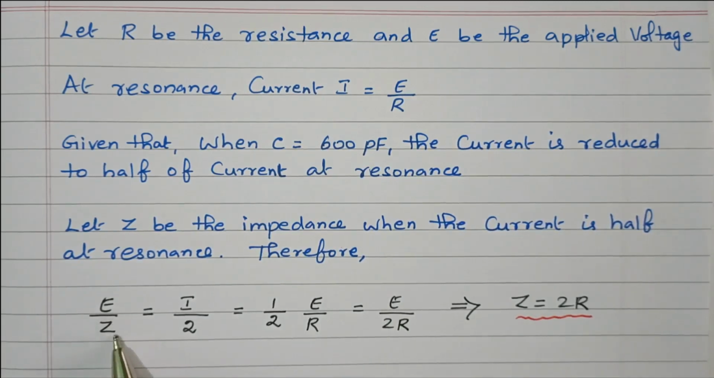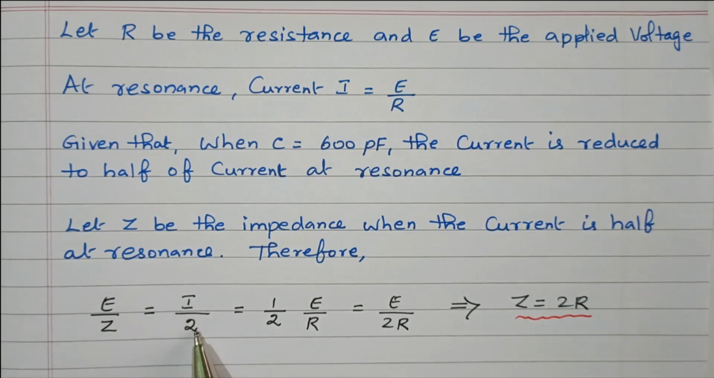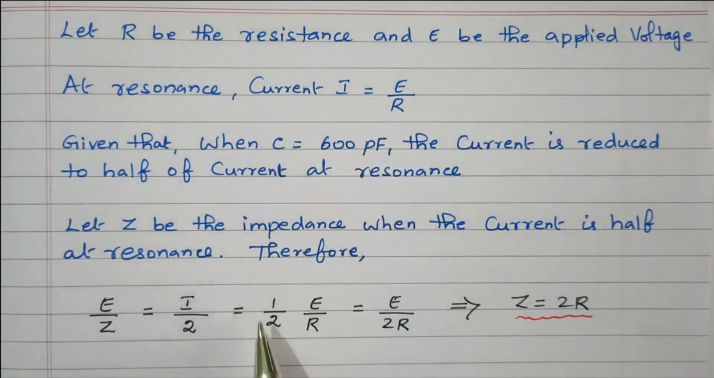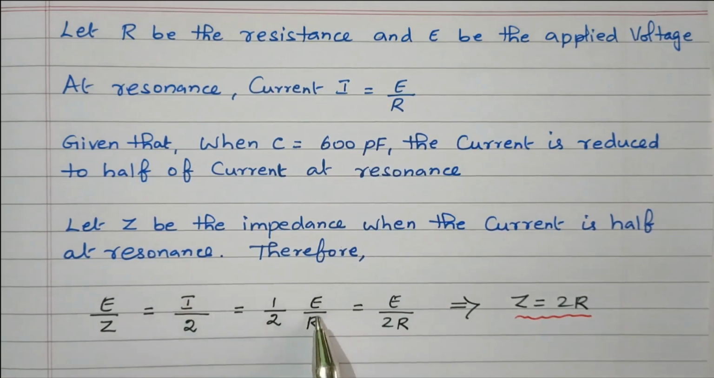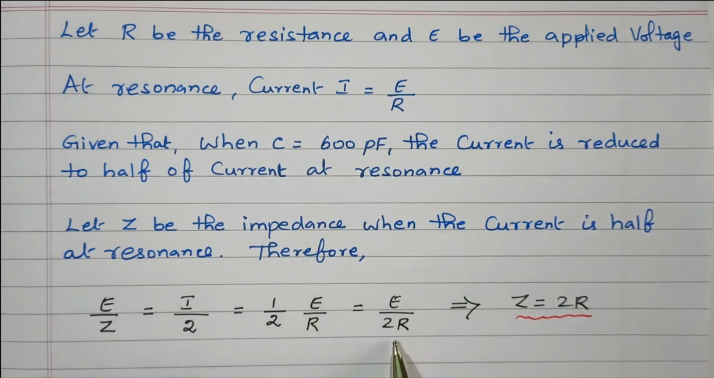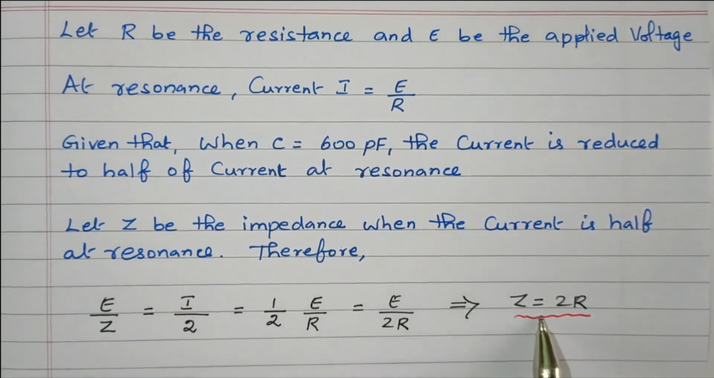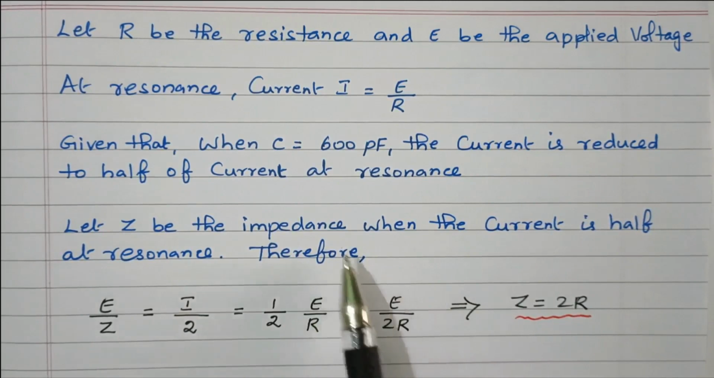Right, so E by Z equal to I by 2. That's the condition given. But I can be written as E by R, so based on this formula, this I is replaced by E by R. So that is E divided by 2R, so the impedance equals 2 times R. That is the condition we got from this value.